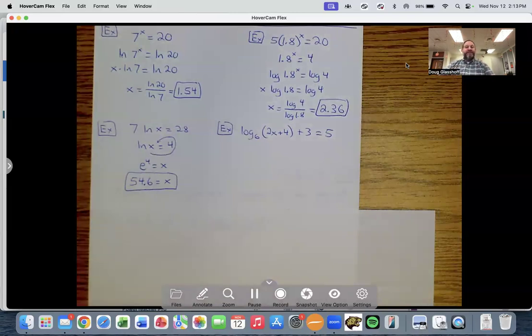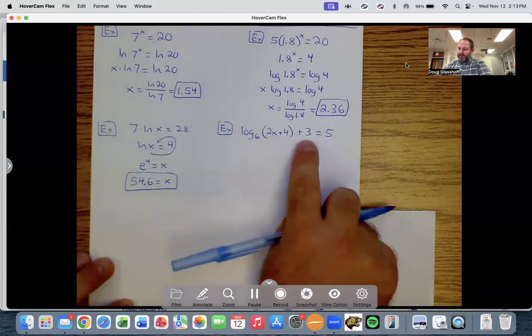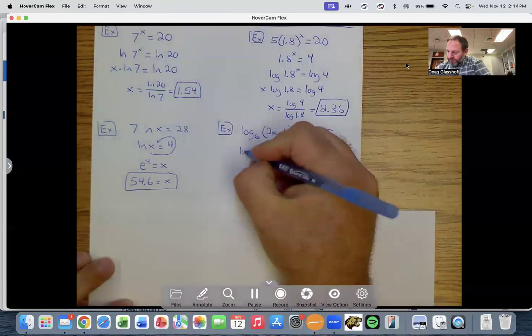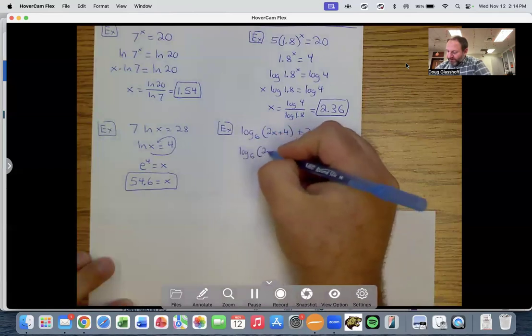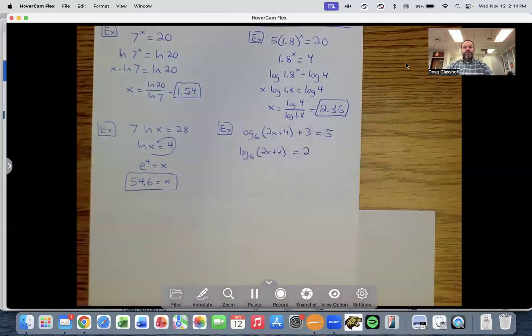All right. Same thing on the next one. You can see we have a logarithm here again. What I'm going to do is get rid of this 3, because the 3 doesn't deal with anything with the logarithm. So I'm going to do that first. I'm going to subtract that to the other side. And that leaves me 2.